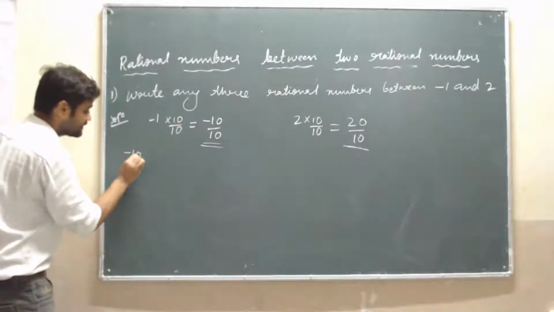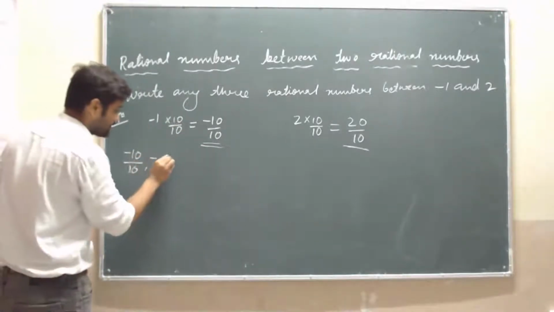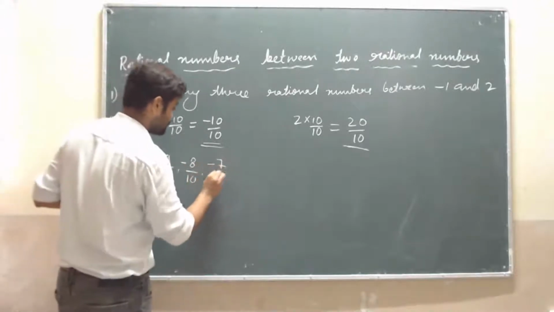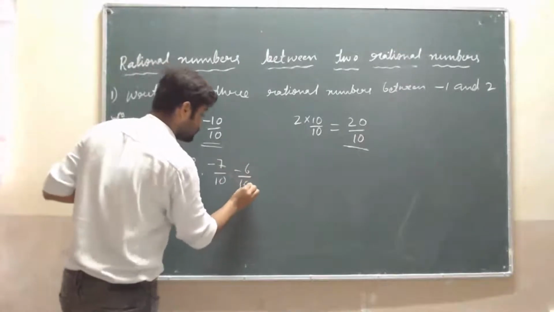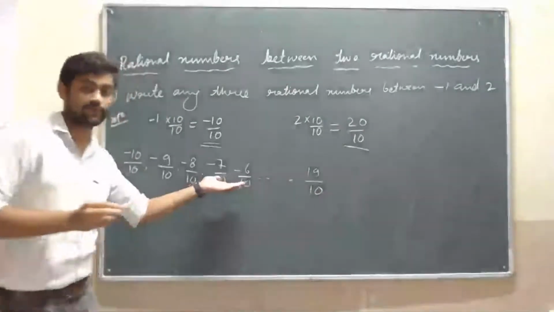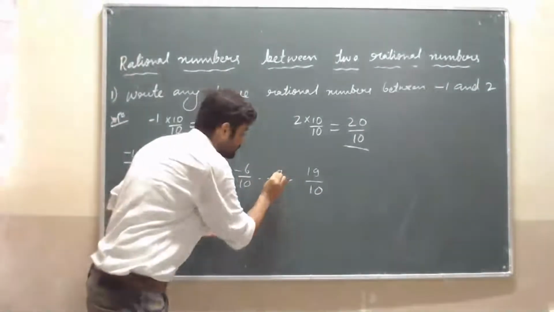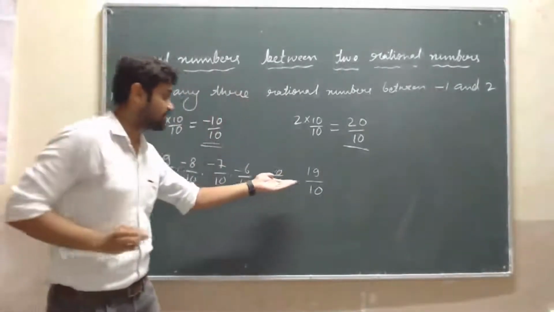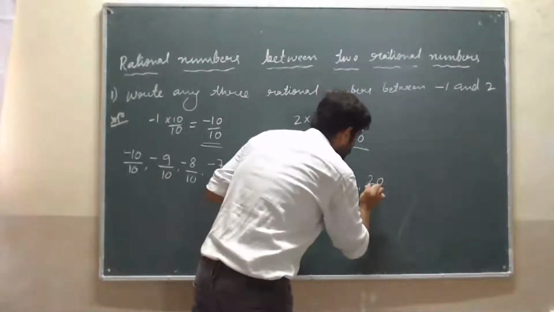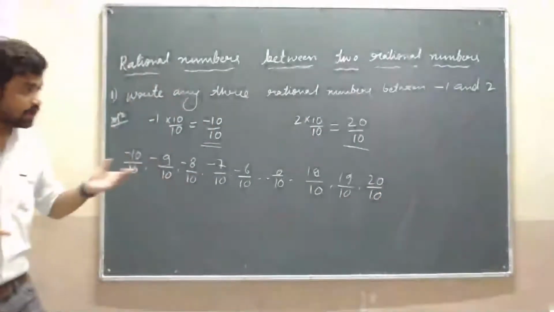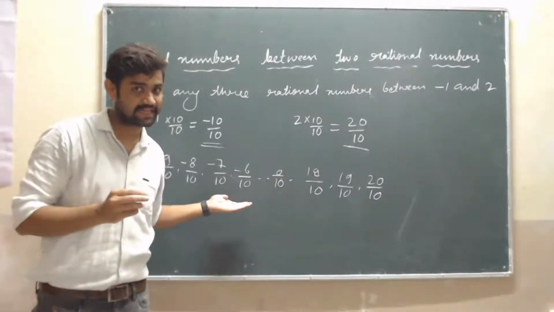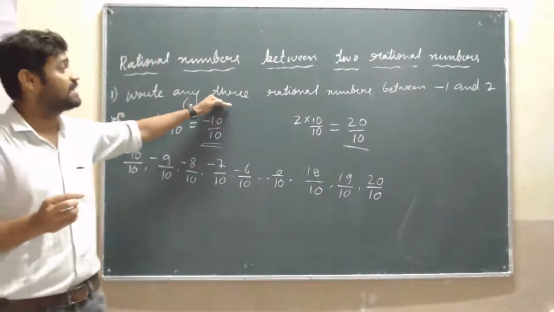I will write it here: minus 9 by 10, minus 8 by 10, minus 7 by 10, minus 6 by 10, up to minus 2 by 10. Then 0 by 10 comes here. Shortcut I am writing here. Then 18 by 10 comes. Then afterwards 19 by 10. Lastly we will get 20 by 10. How many numbers? Sir, here infinitely many numbers are there. But we have to write any three.